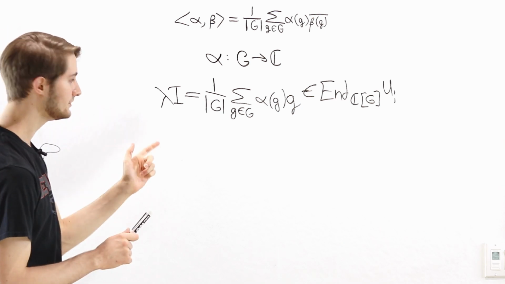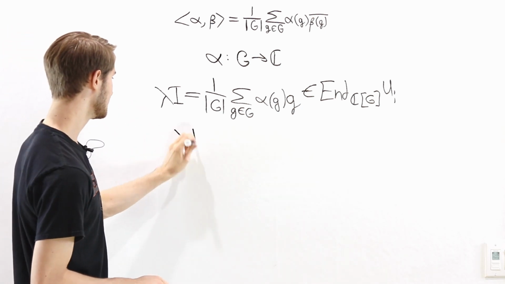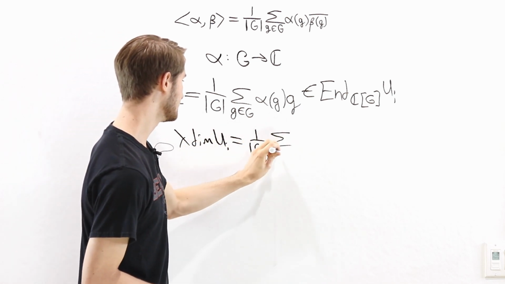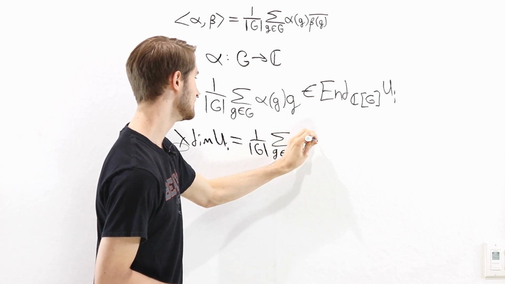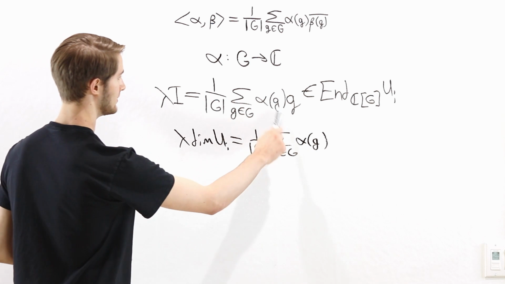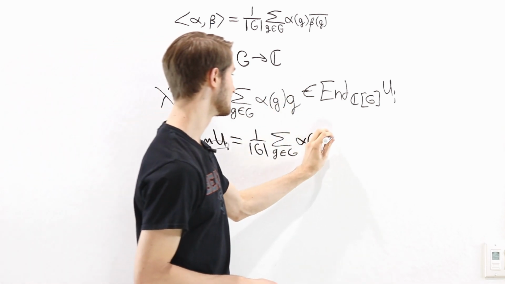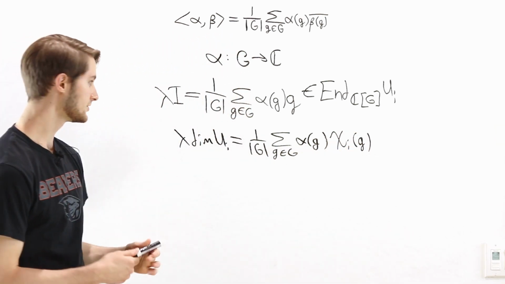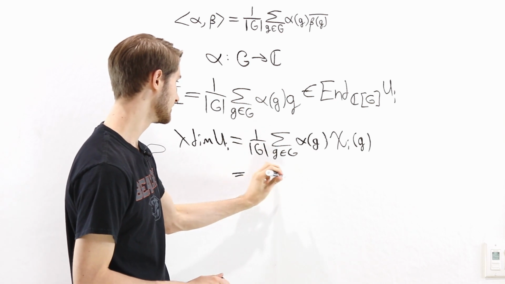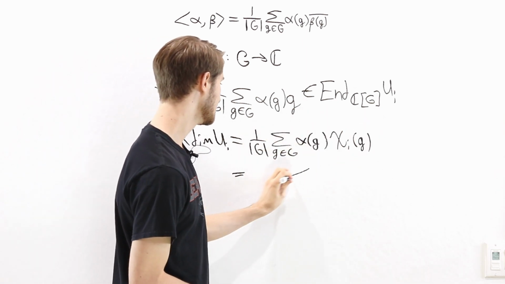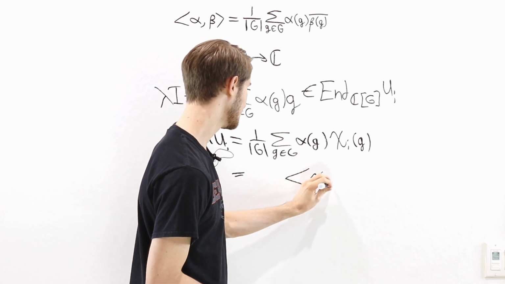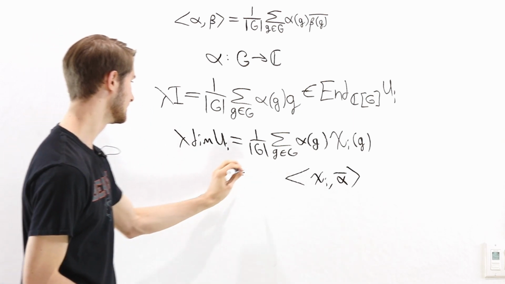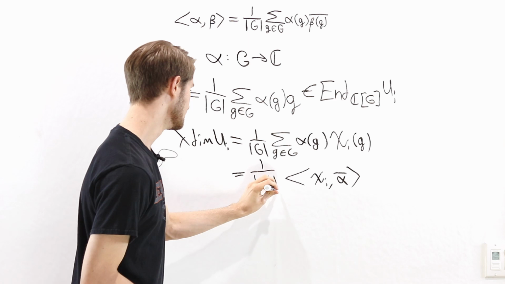And if we take the trace of both sides here, we get lambda times the dimension of Ui equals 1 over the size of G times the sum over g in G of alpha of g times the trace of the map given by multiplication by g, which is the same thing as the character of the irreducible representation. Now, the first thing to notice here is that this sum with 1 over the size of G and then these elements on the inside is the same thing as the inner product of chi i with alpha bar. And the other thing to notice is we can solve for lambda if we divide by the dimension of Ui.